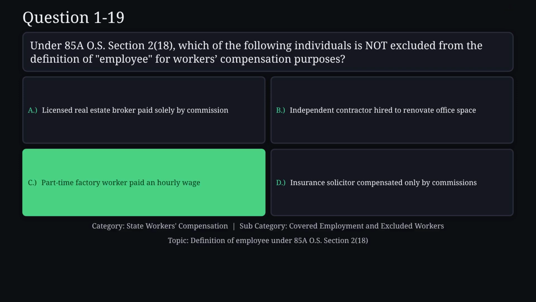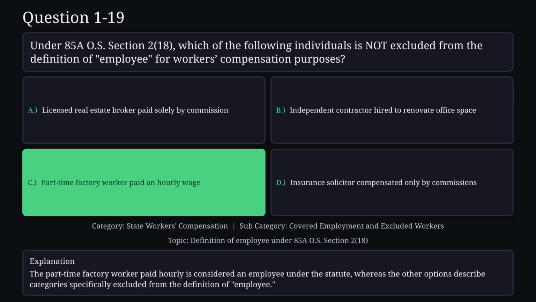The correct answer is C. The part-time factory worker paid hourly is considered an employee under the statute, whereas the other options describe categories specifically excluded from the definition of employee.